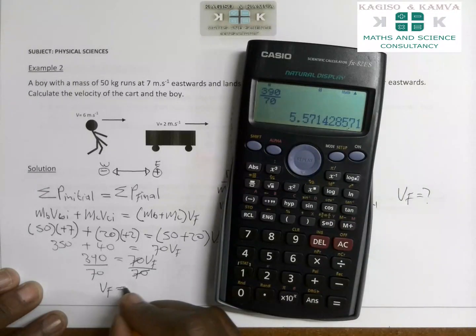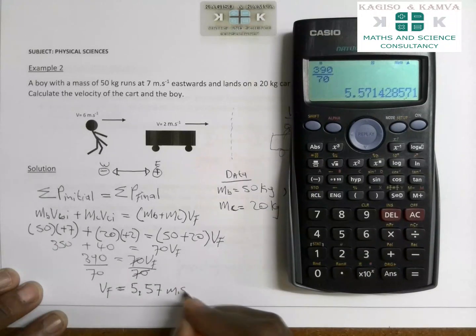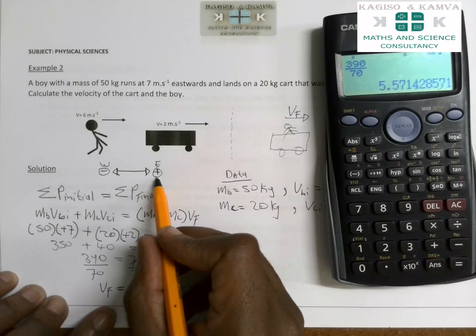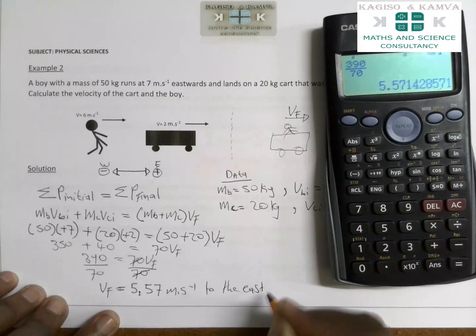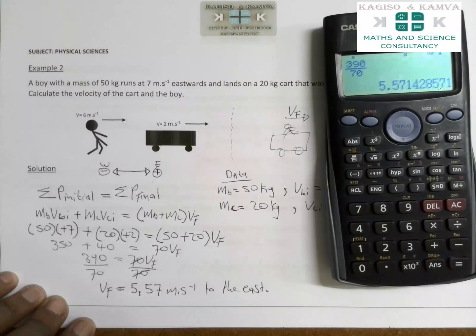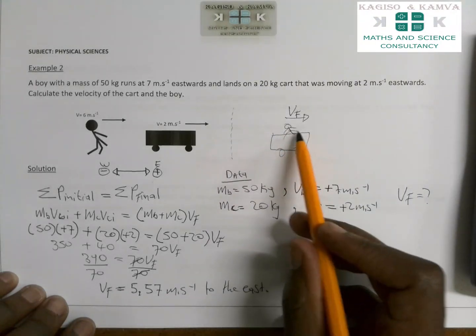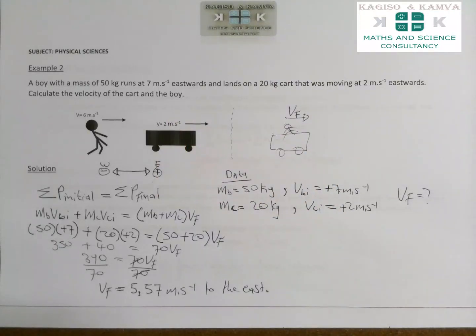That will be 5.57 meters per second. Now because the answer is positive, and we took positive to the east, that will be to the east or eastwards. Okay. Now we got the velocity of the buoy and the cart. Okay, good.